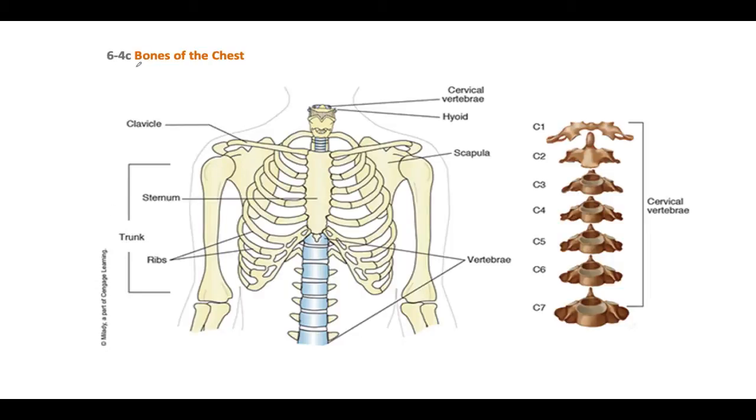And now we look at the bones of the chest. And the bones of the chest are within this region here, the thoracic region of the skeletal system. And so we see that we have the ribs, we have the sternum, and we do have the vertebral column that is continuing here within the thoracic region as well.